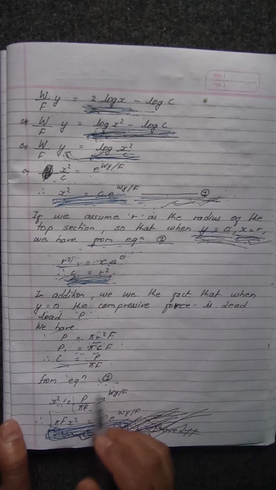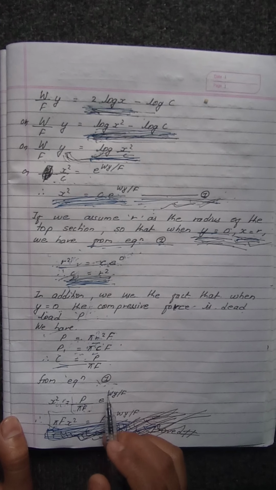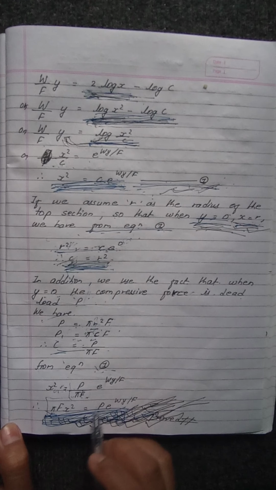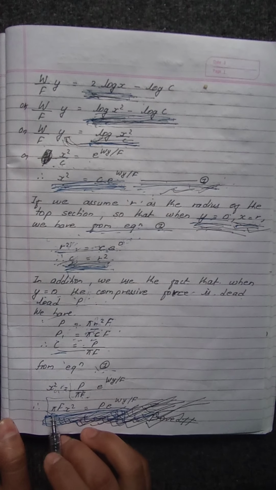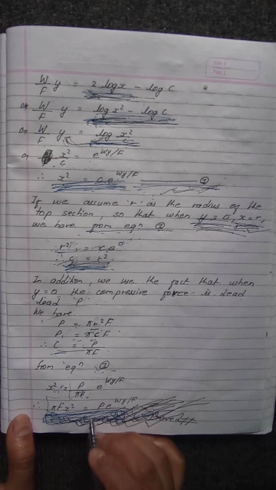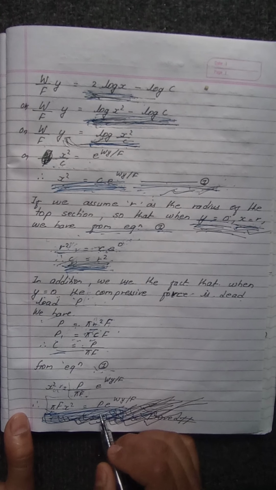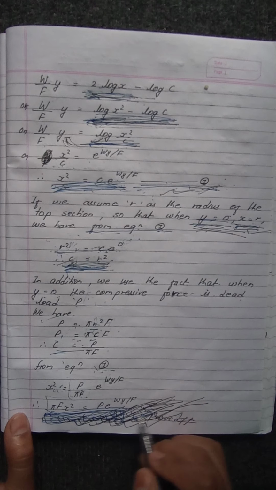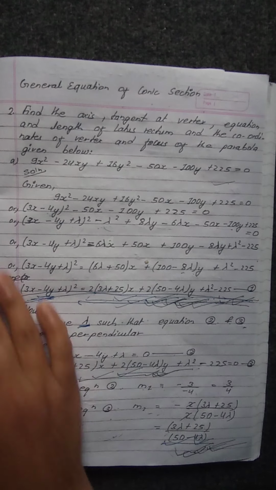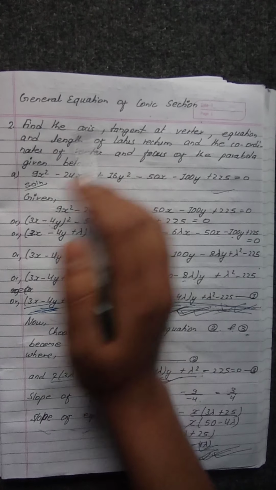Now from equation 1, we get x square equals P by pi f e to the power wy by f. Finally we get pi f x square equals P e to the power wy by f, which is our answer, which we had to prove. This is our proof. Now the second question is from general equation of conic section.